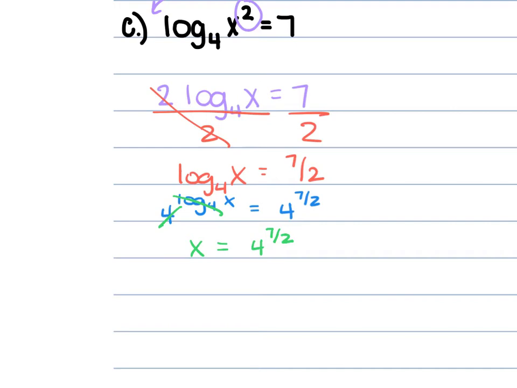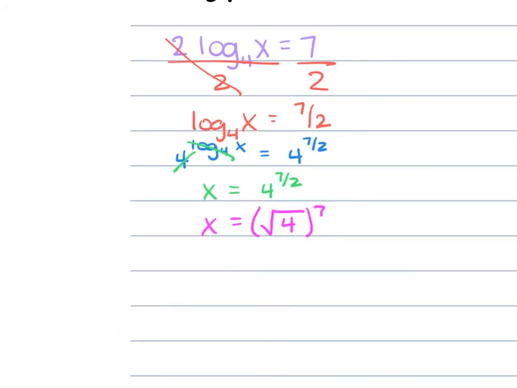Now take this and use your rule of exponents. The 7 is your power, the 2 is your index. So this is the square root of 4 to the 7th power. The square root of 4 is 2, and 2 to the 7th power gives us 128. So x is equal to 128.